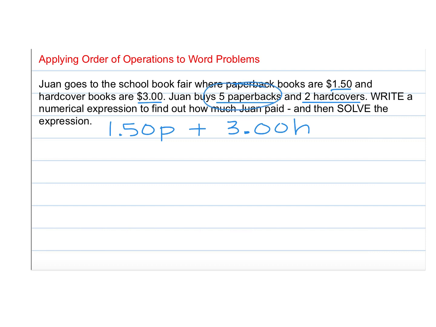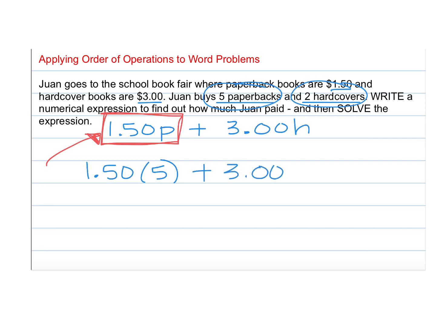Well, Juan bought 5 paperbacks and 2 hardcovers. So $1.50 times 5. So notice I just put a parenthesis in, and that automatically means multiplication. Also, back step for a second here. This right here, a number with a variable like this automatically means multiplication. All right, so moving on, $1.50 times 5, and then $3 times 2, and then I'm going to solve.